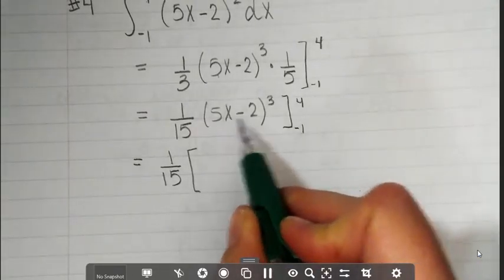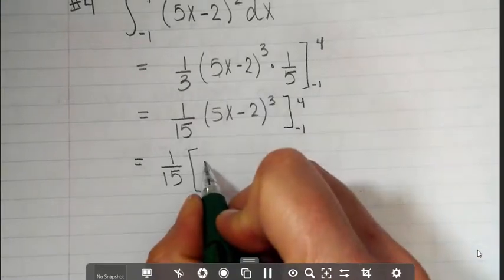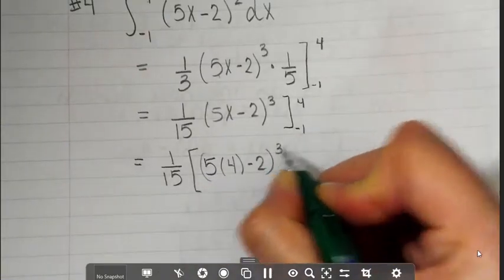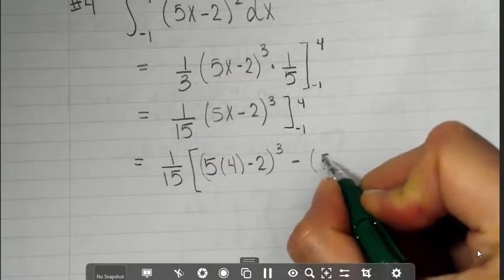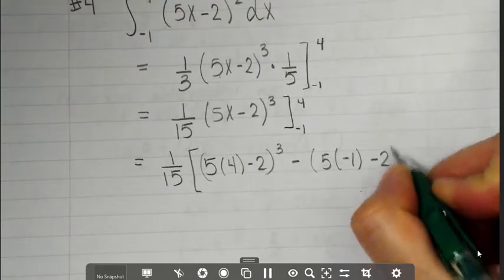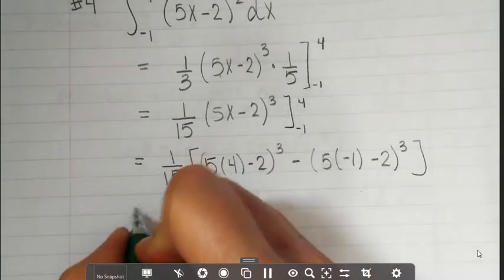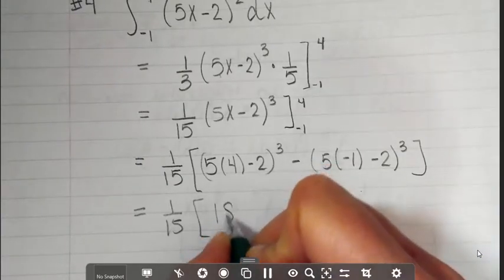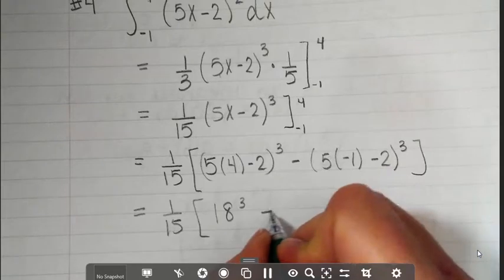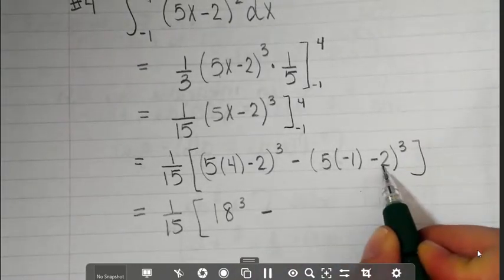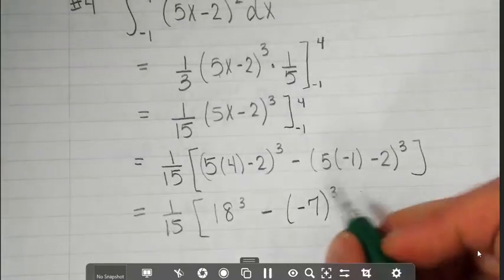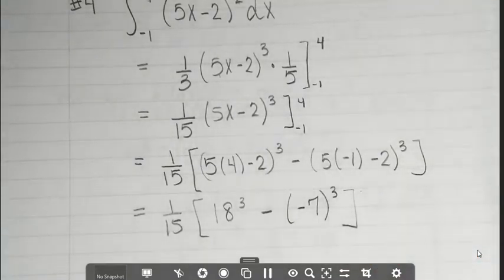And then all I need to worry about is this piece of the function. So that's going to be 5 times 4 minus 2, that whole quantity cubed. And then I'm also going to subtract 5 times negative 1 minus 2 cubed, that whole quantity. All right, so I'm going to have 1/15. Now this is going to give me 18 cubed. And then from that I'm going to subtract, that's going to give me negative 5 minus 2, which is negative 7 cubed. And if you put that into your calculator, you're going to get approximately 411.67.